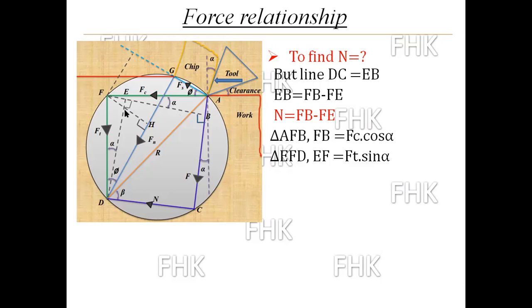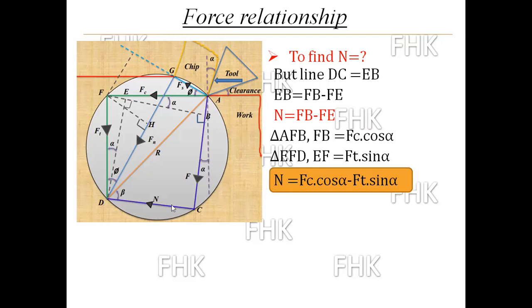For FE, I will again consider the triangle FED. In that, again this angle will be alpha. This is the known value FT. Only we have to find FE. So sine of alpha is equal to FE divided by FT. So FE will become FT sine alpha.